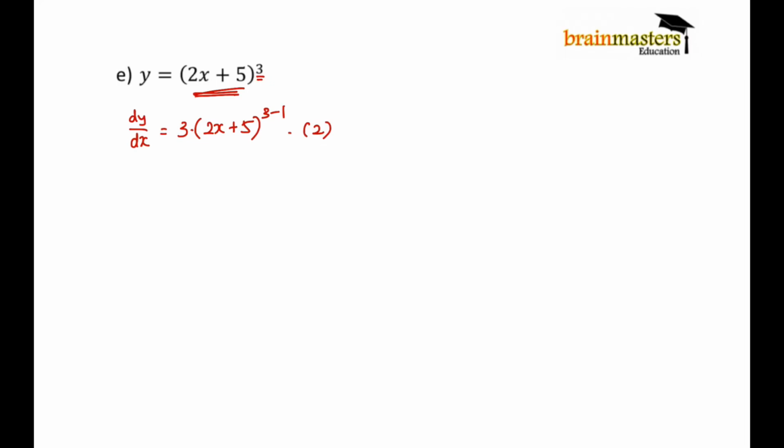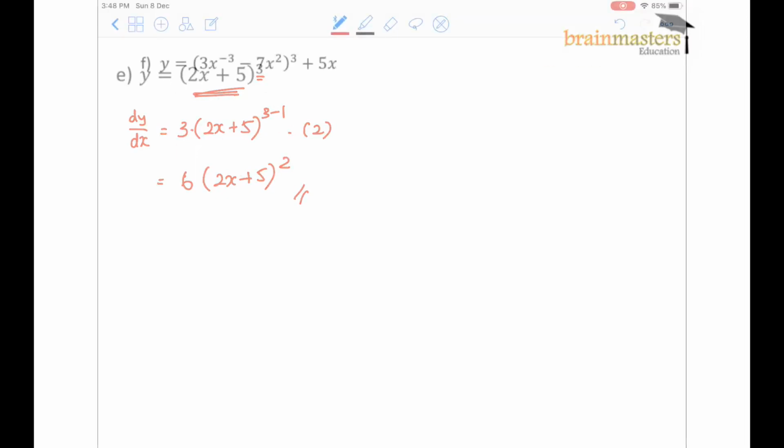Okay, so I just need to simplify this. I can have my 2 times 3 give me 6, times 2x plus 5, and my 3 minus 1 will give me a 2. Over here, most of the time, we do not need to expand the square, so I can leave this as my answer. It also depends on your question. If the question requires you to do more, yes, expanding it would be advisable. But if not, for the dy dx, you can leave it this way.